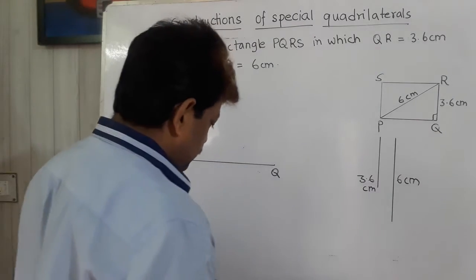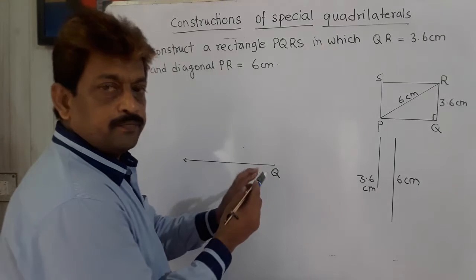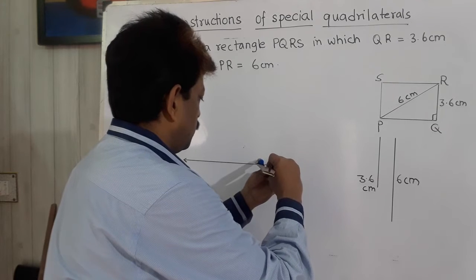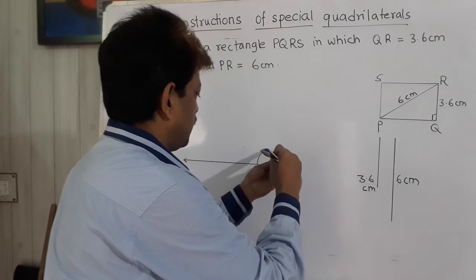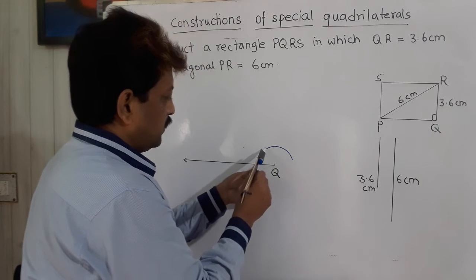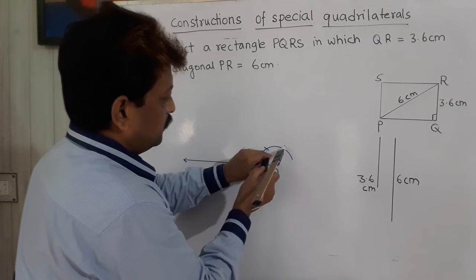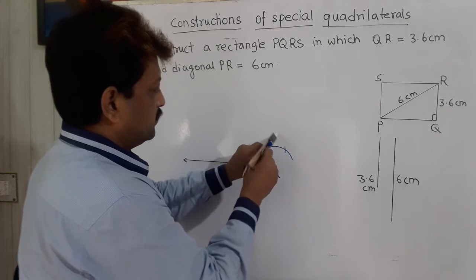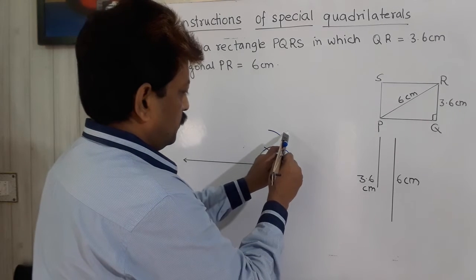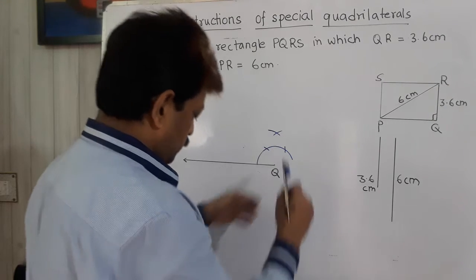At Q the angle is 90 degree, so let me construct 90 degree here at Q. Placing the compass at Q, an arc is drawn with any radius, and then cut the arc first at 60 degree with the same radius and then at 120 degree with the same radius, and then cut another arc here and place the compass on the 120 degree point and cut the previous arc. So this is 90 degree.